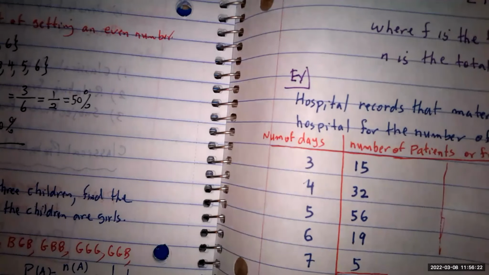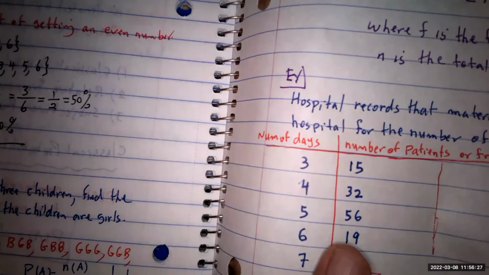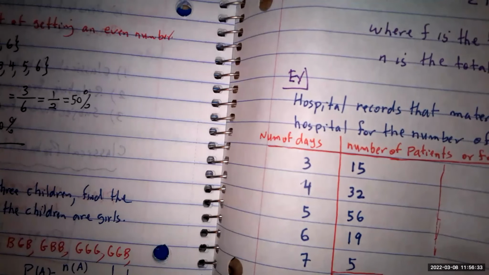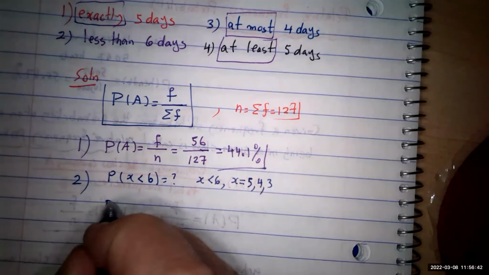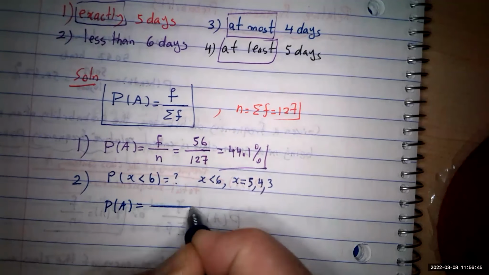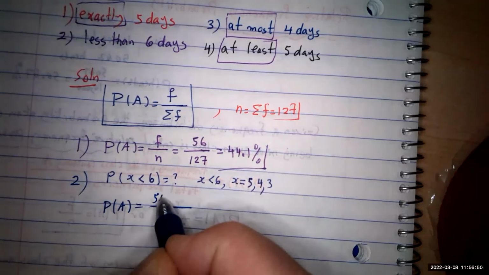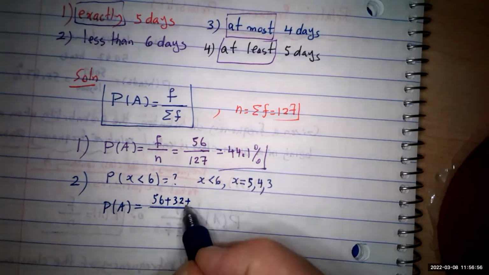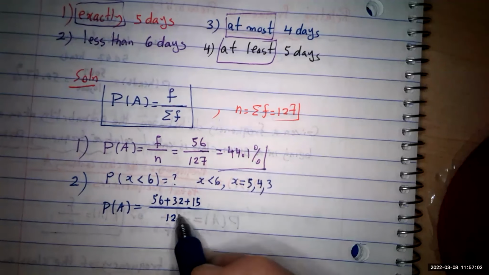So what you have to do is find out how many patients qualify for this case. For 5 days, you get 56 patients. For 4 days, you get 32 patients, and for 3 days, you get 15 patients. So the probability of the event A is going to be equal to 56 plus 32 plus 15, divided by the total frequency 127.